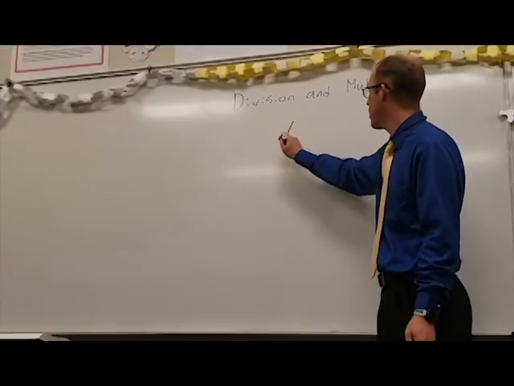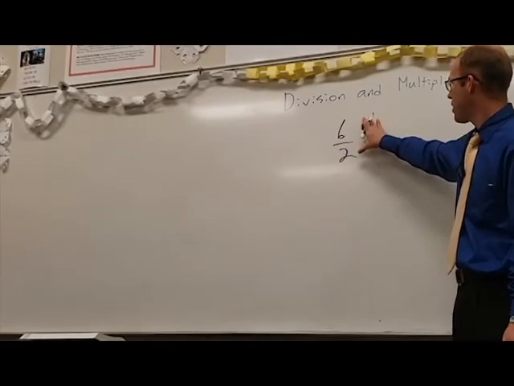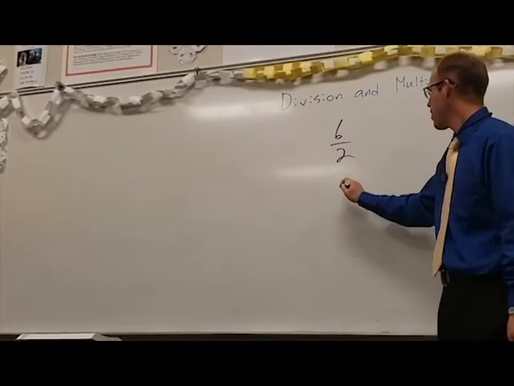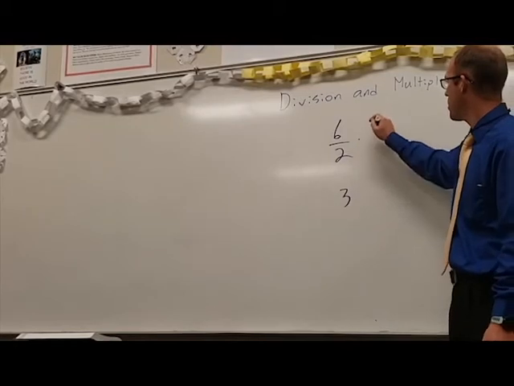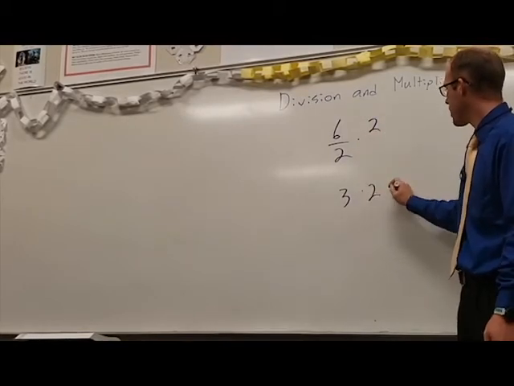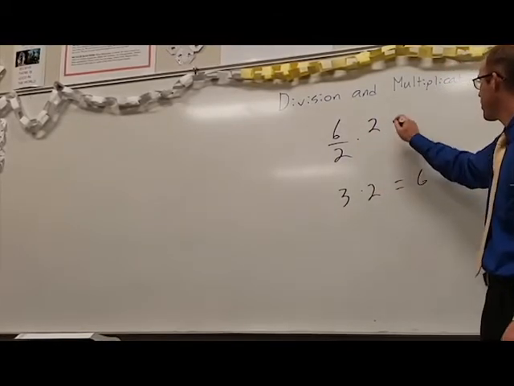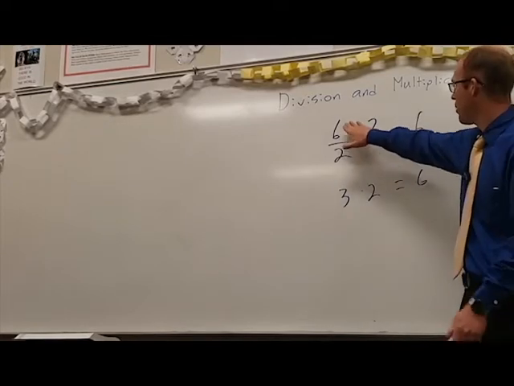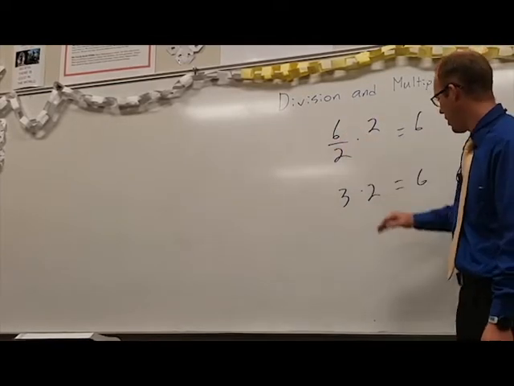Let's do 6 divided by 2. 6 divided by 2 is 3. If I then take that number and I multiply it by 2, I end up with 6. So we can see that we've gone back to our original number right here.